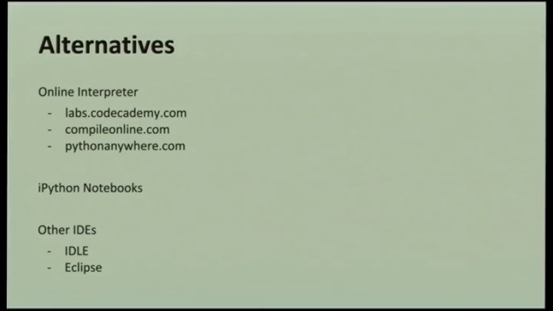Okay, so what are the alternatives? We've got online interpreters like labs at Codecademy and Compile Online. They have the advantage of not having to have anything installed on computers. If students are bringing their own laptops, you don't have to set up Python and PyCharm for every single one. You can save your work as a URL and open it again at home.